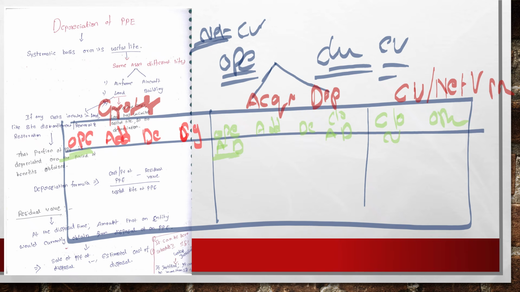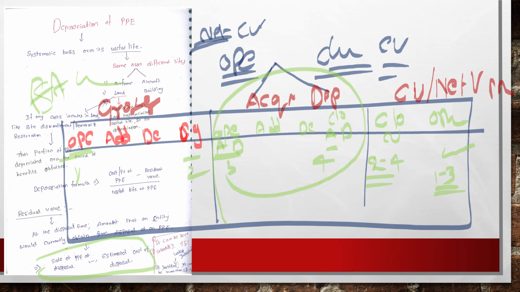This minus this is opening carrying value. Say suppose 1, 2, 3, 4: 2 minus 4 is your closing carrying value, and 1 minus 3 is your opening carrying value. So this is the FA schedule you should do. In this, the residual value will be calculated at the time of depreciation. I hope you understand this.